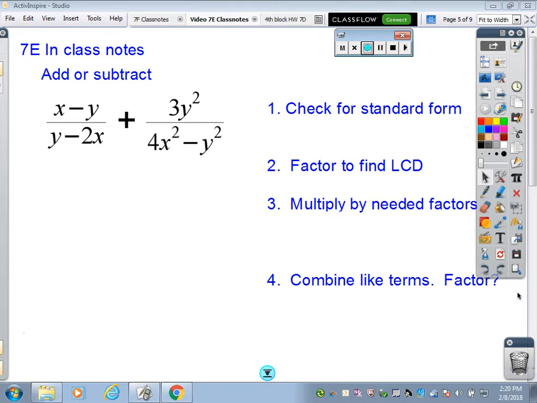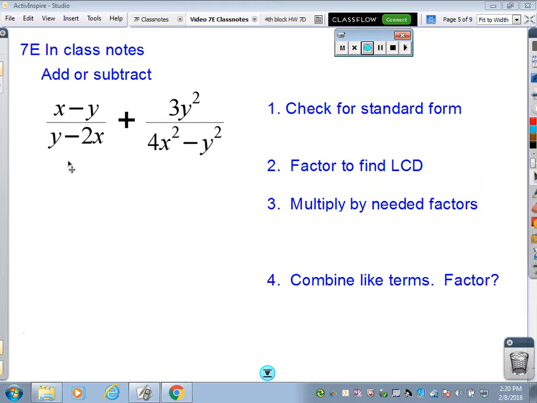First thing I'm going to do is check that each of my terms are in standard form. So how each one of these starts with x except for this one. So the first thing I want to do is rewrite that as negative 2x plus y. Then because the lead coefficient is negative, I'm going to factor out a negative 1.